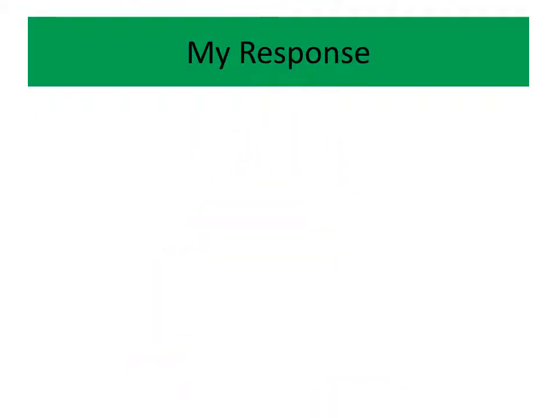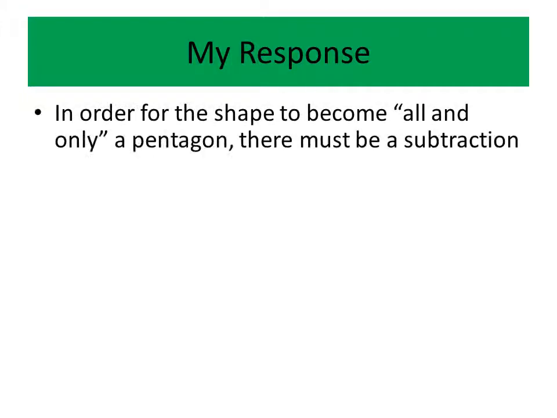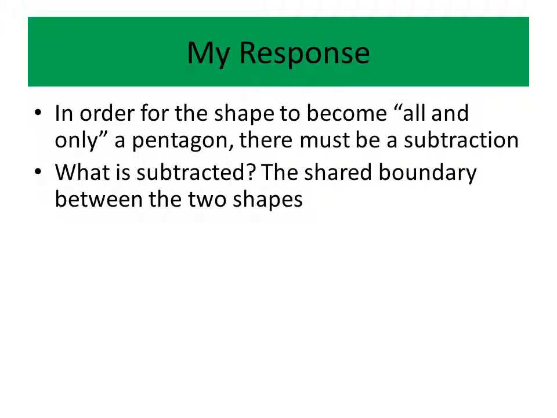So, what do I have to say about this? Well, in order for the shape to become all and only a pentagon, there was a subtraction. There must be. So, what was subtracted? Basically, the shared boundary between the two shapes. Basically, as long as when you add the rectangle to it, if you remove the boundary between there and let it all flow into one thing, well, yeah, of course it's going to be a pentagon.